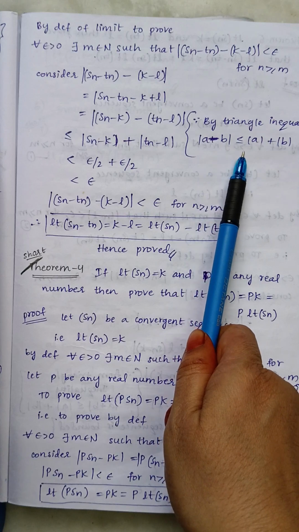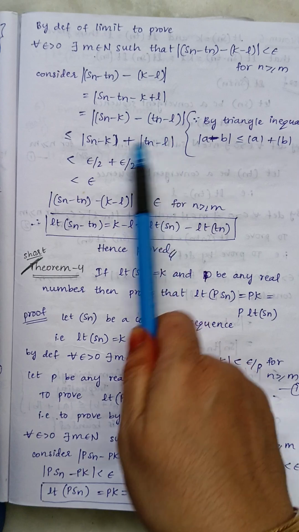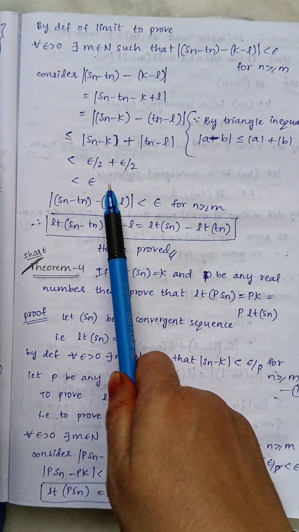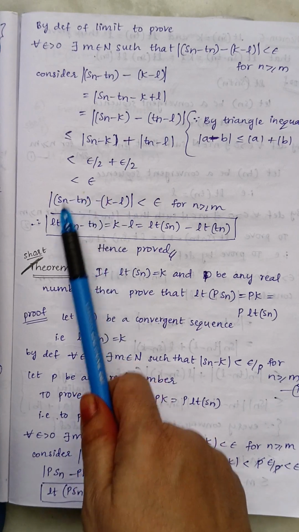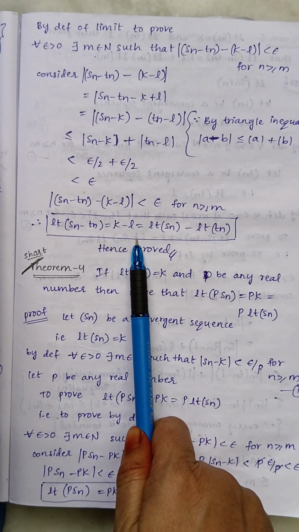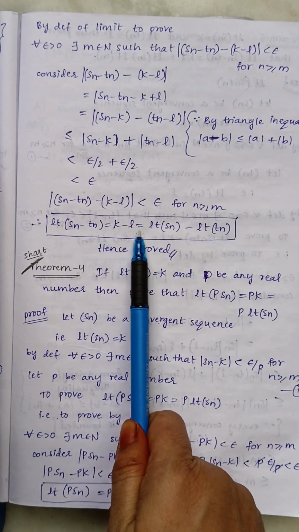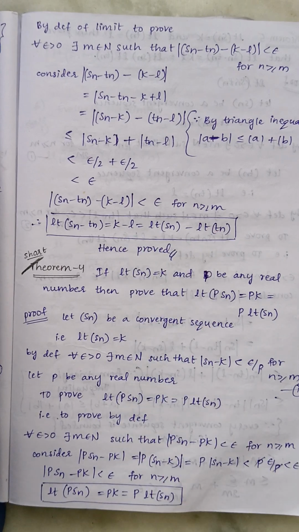We have already discussed this previously. So this is less than epsilon by 2 plus epsilon by 2, so it is less than epsilon. So according to the notation, this definition converts into limit of sequence equals limit value, that is, limit of Sn minus Tn equals k minus L, where k equals limit of Sn and L equals limit of Tn.